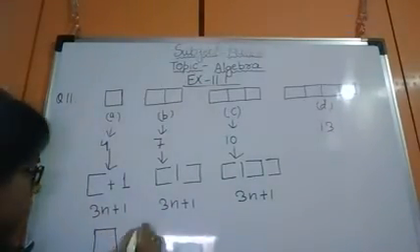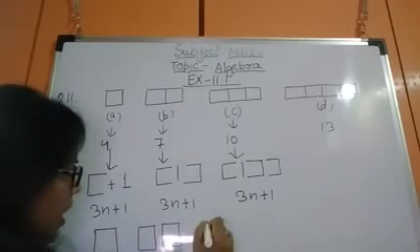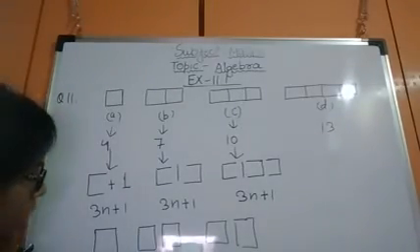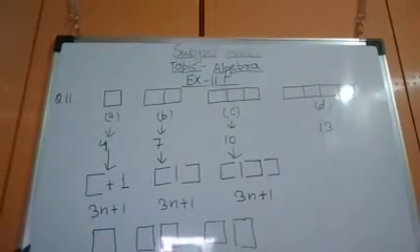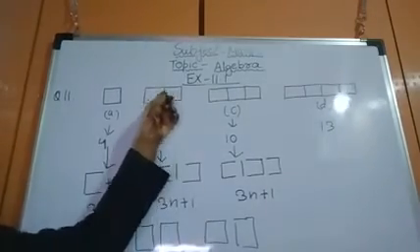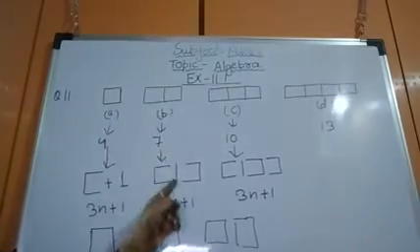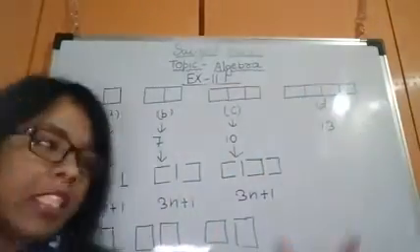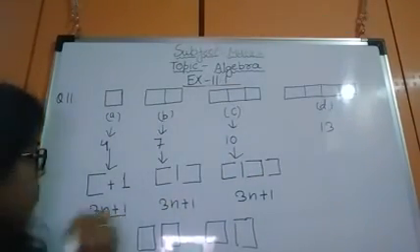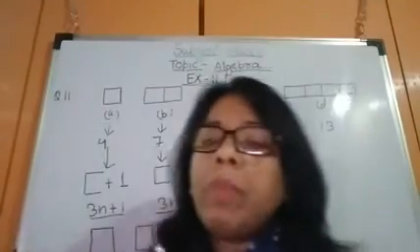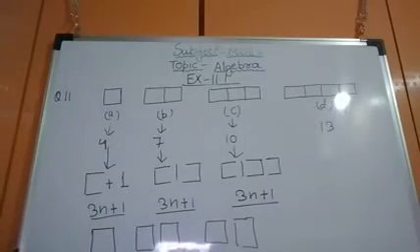Why? Because if separate squares are there, we can make the formula 4n, because 4 sticks are needed for each. But here the squares are joined, so one side is common. So the common side will be plus 1 and we make pairs of 3 matchsticks. So the rule will be 3n plus 1. This is the rule. Similarly, you can make the second one also.